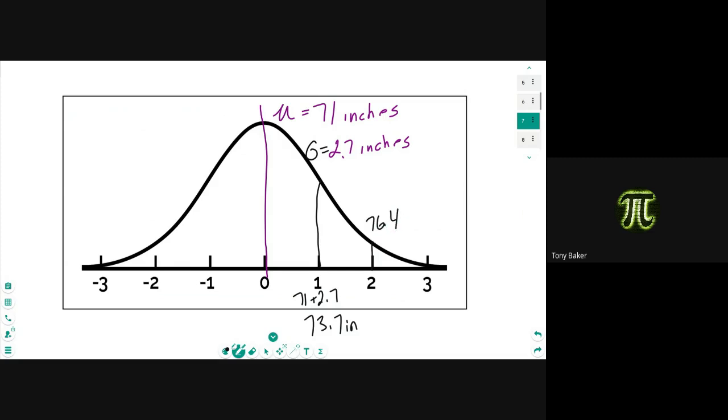Three standard deviations. I would add another 2.7. Close. 79.1, yeah. 79.1. Huh? So vaguely 80, but 80 is a little higher. But remember, we're going to talk about that in a second. We'll get that one in a second. If I went the other direction, I would subtract the 2.7. So this would be 71 minus 2.7. I'm not doing subtraction in my head.